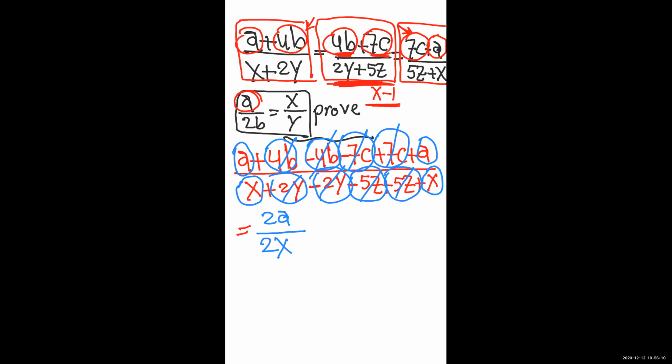So it will equal only 2a over 2x. Okay, that's great. Then the next one, I want only to get x on the top. Okay, it will be equal x over y. A over 2b equals x over y.